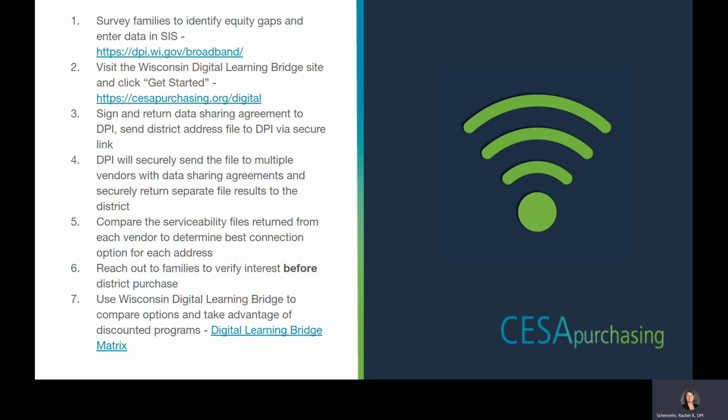Once we see that response and that interest in the program, DPI will send the school district a data sharing agreement and a sample address file via secure link. Please sign and return that data sharing agreement with your school district address file to DPI via that secure link. This allows DPI in step 4, outlined here, to securely send the school district's file to multiple vendors who have data sharing agreements in place with DPI, and to securely return the separate results from each vendor to the school district.